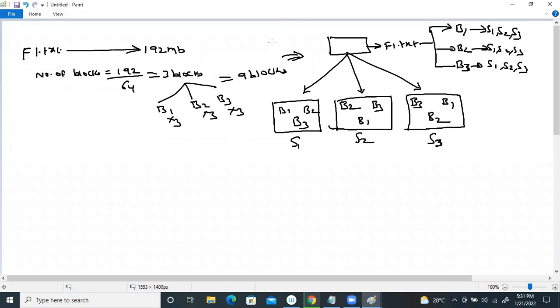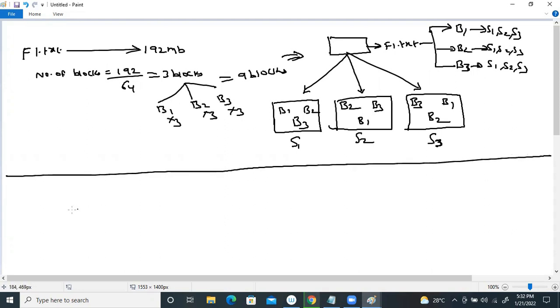So 3 blocks are distributed across the multiple slaves, right? B1 distributed across the slaves, B2 also distributed across the slaves, B3 also distributed across the slaves. B1 is replicated 3 times, B2 also replicated. Okay. Next, observe. This is how data storage happens, right?